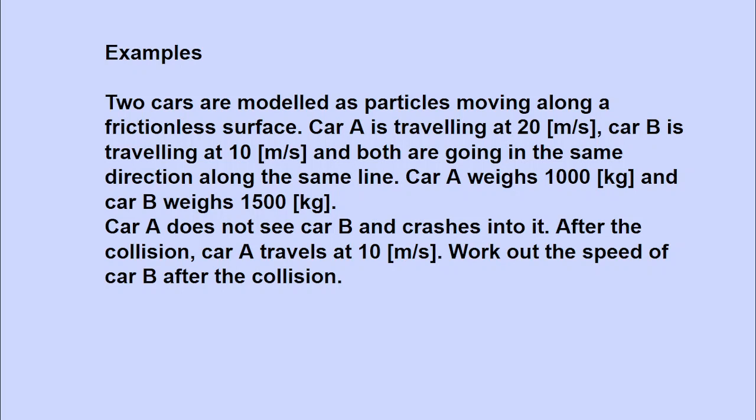Two cars are modeled as particles moving along a frictionless surface. Car A is traveling at 20 meters per second. Car B is traveling at 10 meters per second, and both are going in the same direction along the same line. Car A weighs 1,000 kilograms and car B weighs 1,500 kilograms. Car A does not see car B and crashes into it. After the collision, car A travels at 10 meters per second. Work out the speed of car B after the collision.